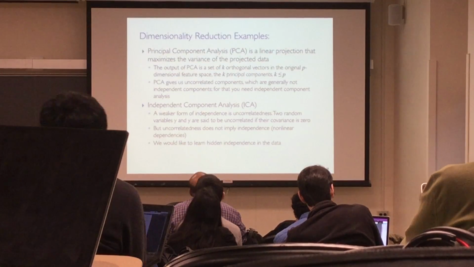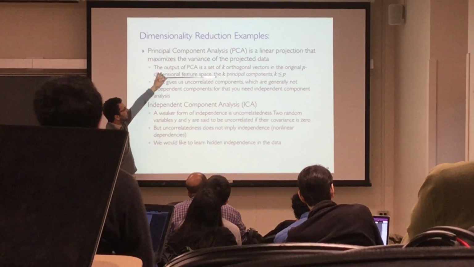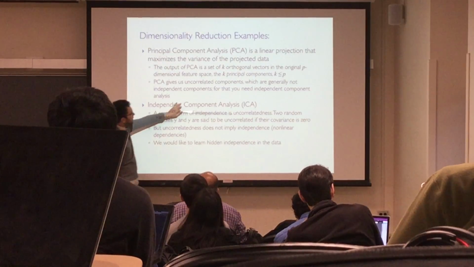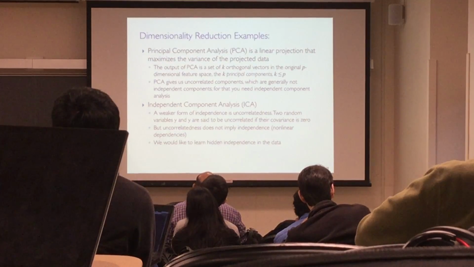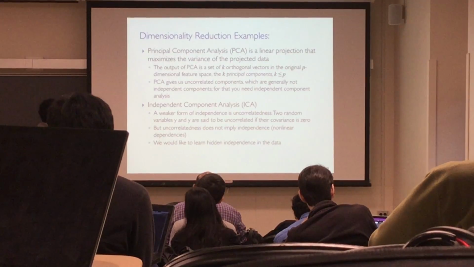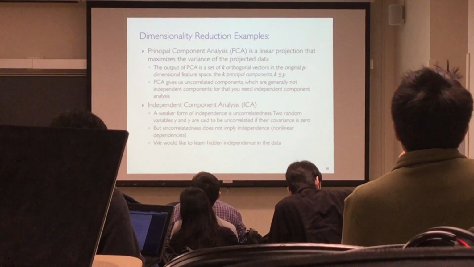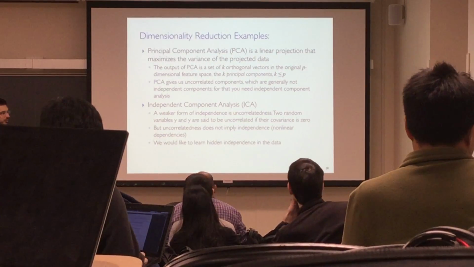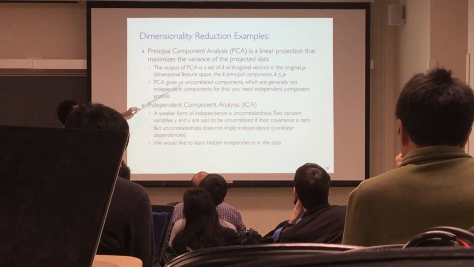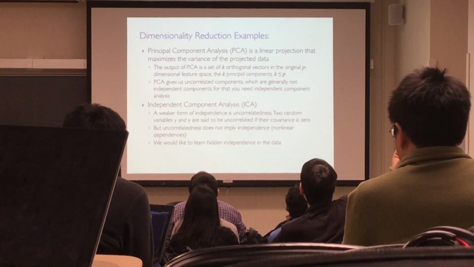Now we talked about dimensionality reduction, principal component analysis, which gives you orthogonal vectors from projection, and independent component analysis, which is a stronger form of independence. It just makes sure that things are uncorrelated, but they don't have to be orthogonal. I tend to like ICA better, some people like PCA better. But why is the right projection orthogonal?